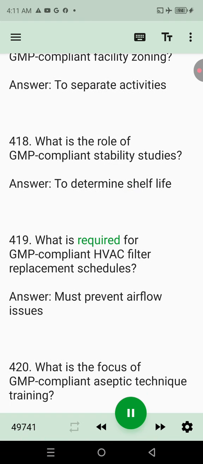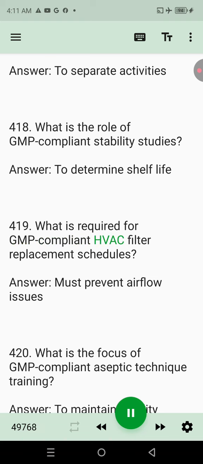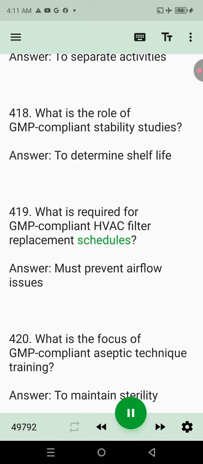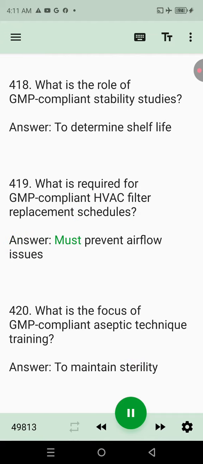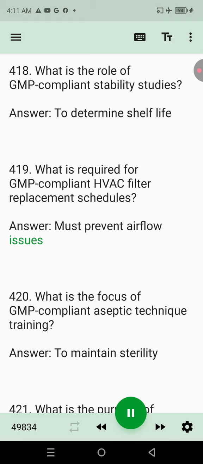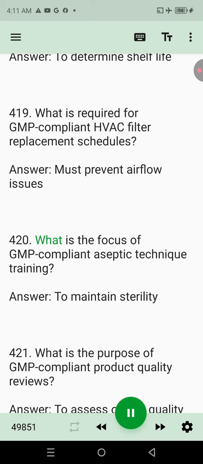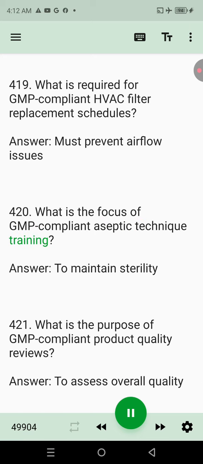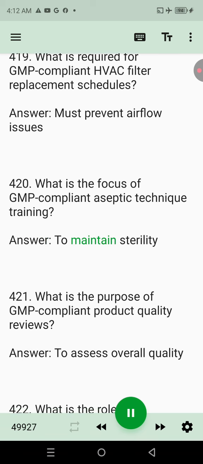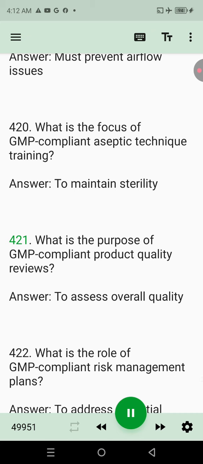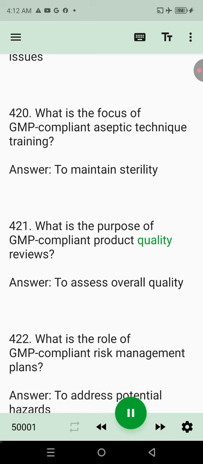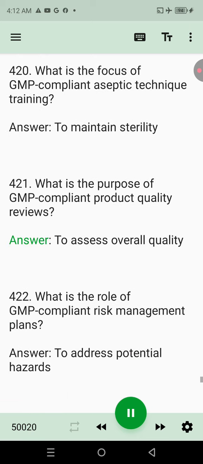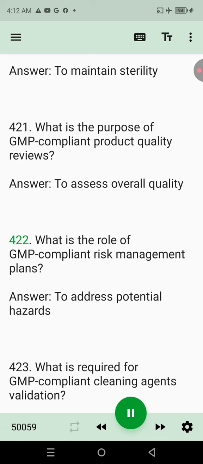419. What is required for GMP-compliant HVAC filter replacement schedules? Answer: must prevent airflow issues. 420. What is the focus of GMP-compliant aseptic technique training? Answer: to maintain sterility. 421. What is the purpose of GMP-compliant product quality reviews? Answer: to assess overall quality.